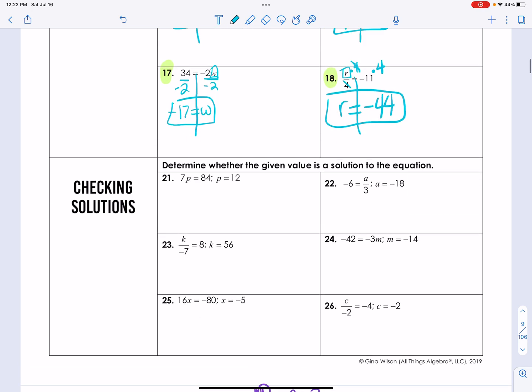All right, I do want to look at these bottom ones because there's a couple like this. So it's saying that it's already solved, and so they want you to see if it's right. So if I put 12 into the problem, I'm saying 7 times 12. Well, 7 times 12, if I multiply that out, is 84. So this, yes, is right. Okay. But if I look at the next one and I put 56 into the problem, right?